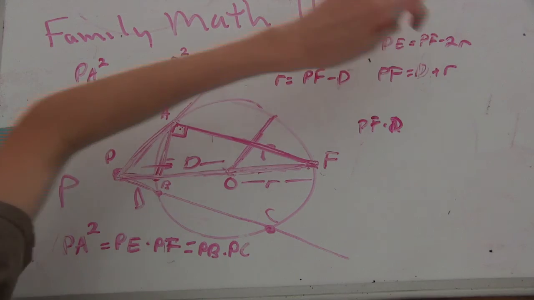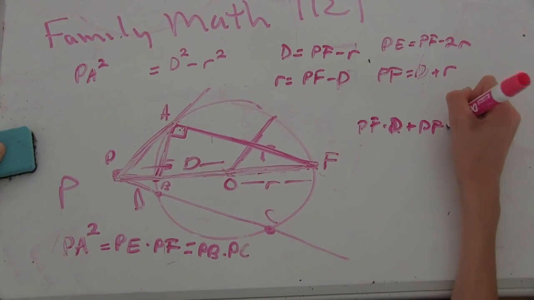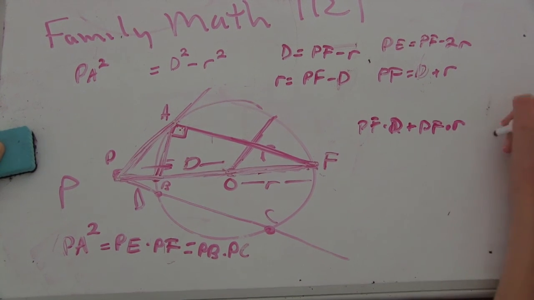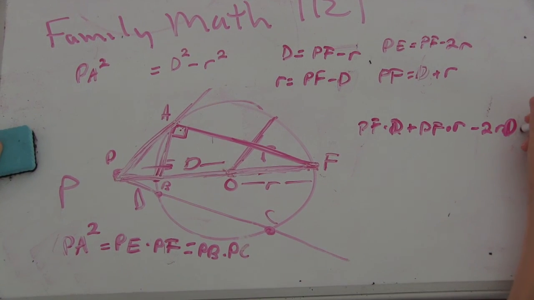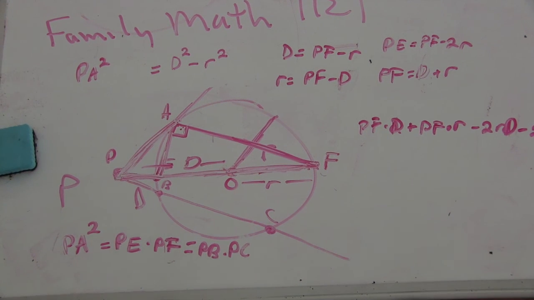PF times D plus PF times R minus 2RD minus 2R squared. You've gone off screen a little bit, but why don't we go to the next video.